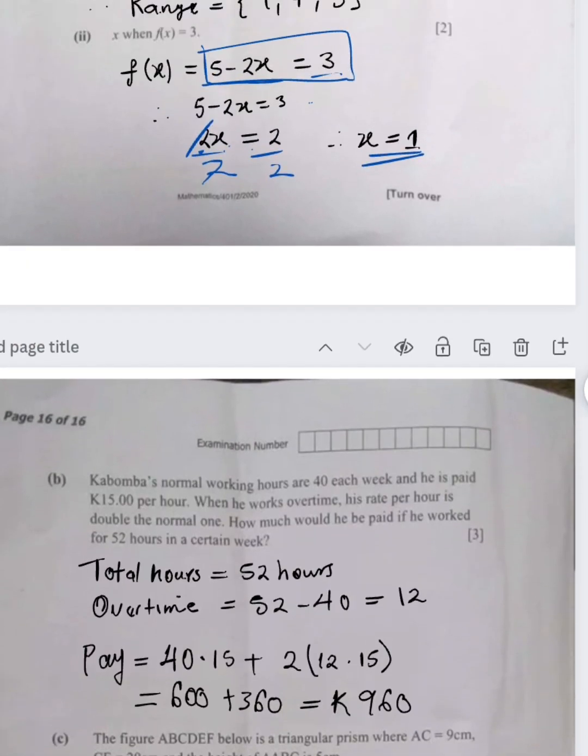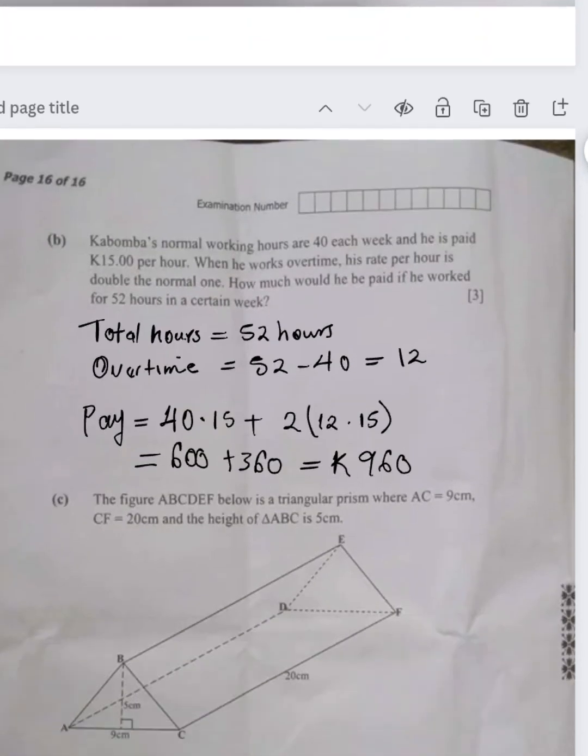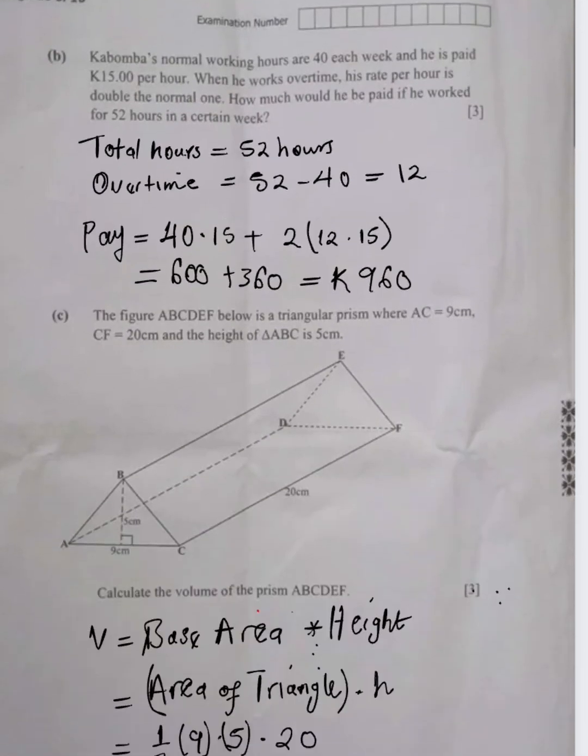Next we have this problem. It says Kawumba's normal working hours are 40 each week, and he is paid 15 kwacha per hour. When he works overtime, his rate per hour is double the normal one. Okay. Now, how much would he be paid if he worked for 52 hours in a certain week?